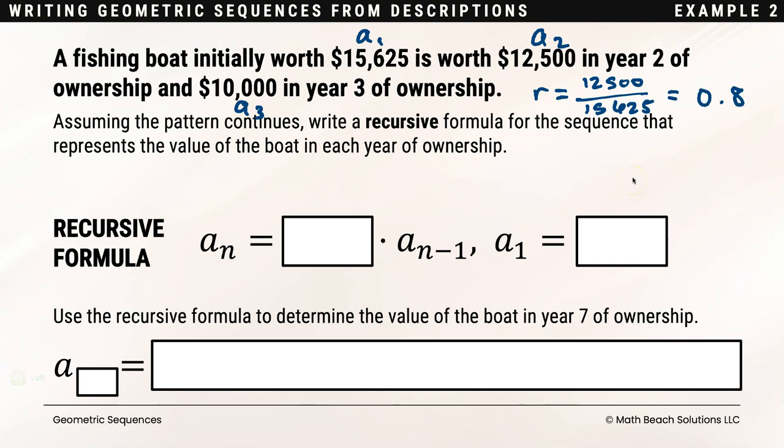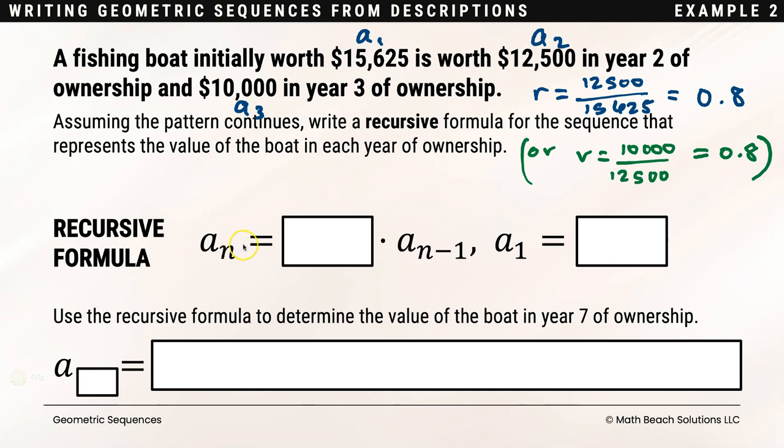Now, because I have 3 points here, I could also verify that by dividing the third term by the second term. 10,000 divided by 12,500 is also 0.8. It's definitely a geometric sequence because we have a common ratio between these equally spaced terms here. Now we're going to assume this pattern continues and we're going to write the recursive formula for the sequence.